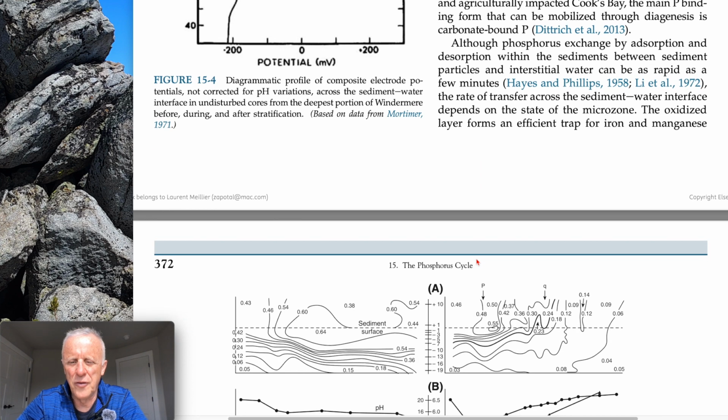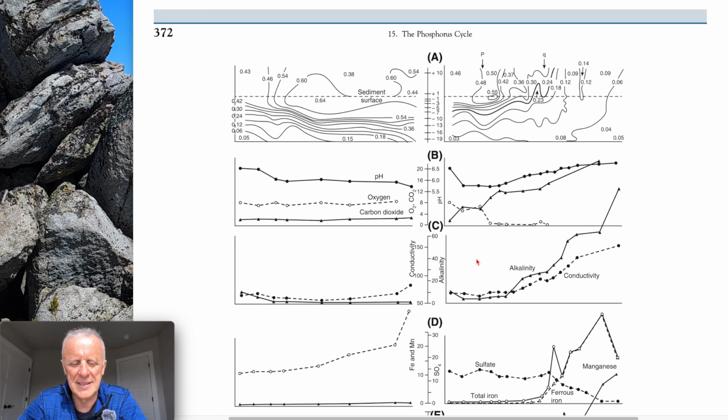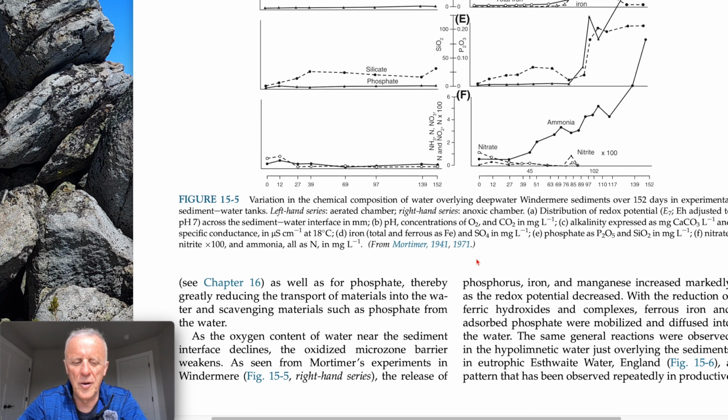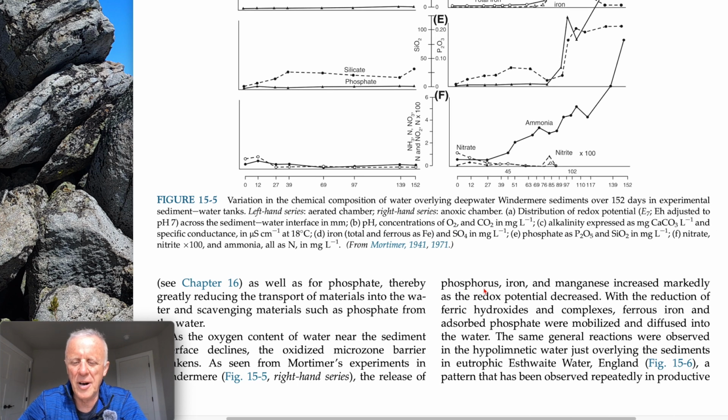The oxidized layer forms an efficient trap for iron and manganese, as well as for phosphate, thereby greatly reducing the transport of materials into the water and scavenging materials such as phosphate from the water. As the oxygen content of water near the sediment interface declines, the oxidized microzone barrier weakens, as seen from Mortimer's experiments in Windermere. The release of phosphorus, iron, and manganese increased markedly as the redox potential decreased. With the reduction of ferric hydroxide and complexes, ferrous iron and adsorbed phosphates were mobilized and diffused into the water.